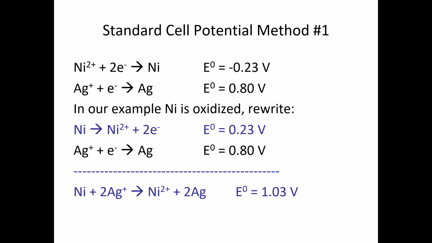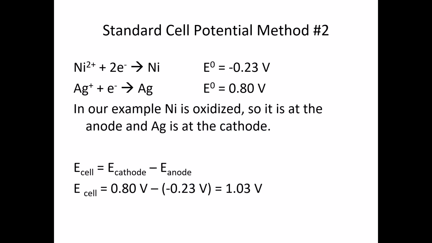Alright, that was our first method. Here's method 2. Method 2, we use the equation. We're just going to fill in the values from the table, and we have our cathode reaction, 0.8, minus our anode reaction with the negative, so I'm not changing this. It goes directly into the equation like it is from the table, but subtracting a negative makes it positive, and we get the same voltage as before. Alright, so pick whichever method makes most sense to you and stay with that.